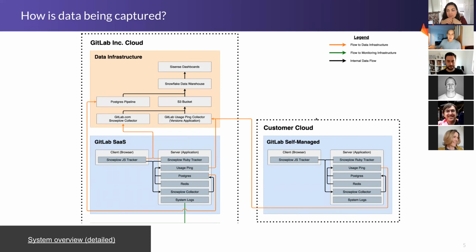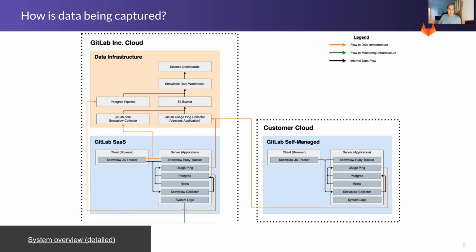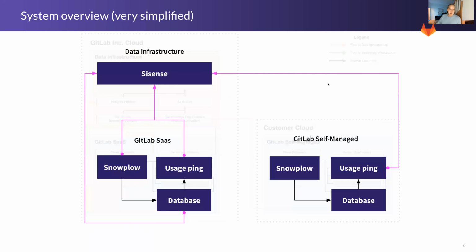What was really helpful for me was simplifying this diagram into something like this, where we have our data infrastructure layer, which is Sisense, a third-party tool you may be familiar with from looking at charts or tables of data in the handbook or your product metrics. That's where all the data gets aggregated, and people can do queries on it. How it gets there is quite interesting.